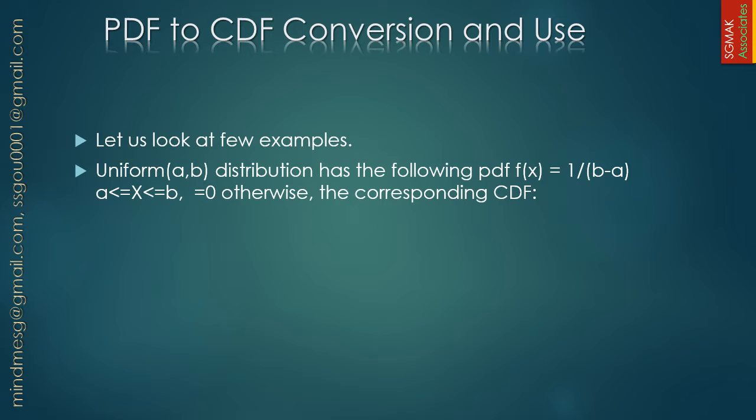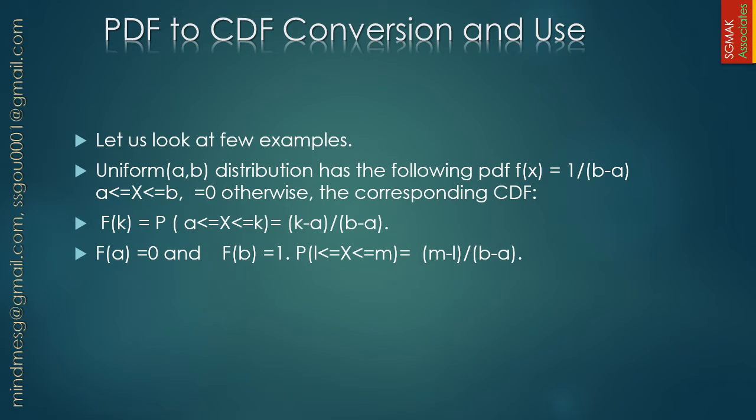Let's talk about a uniform distribution with parameters a and b, where a is the minimum value and b is the maximum value. It has a PDF 1 over b minus a, for x between a and b, and 0 otherwise, and the corresponding CDF F of k is the probability the random variable takes value between a and k. A is the lower bound, k is a specific value, and it is given by k minus a divided by b minus a. F of a is 0 and F of b is 1, which we talked about earlier also.